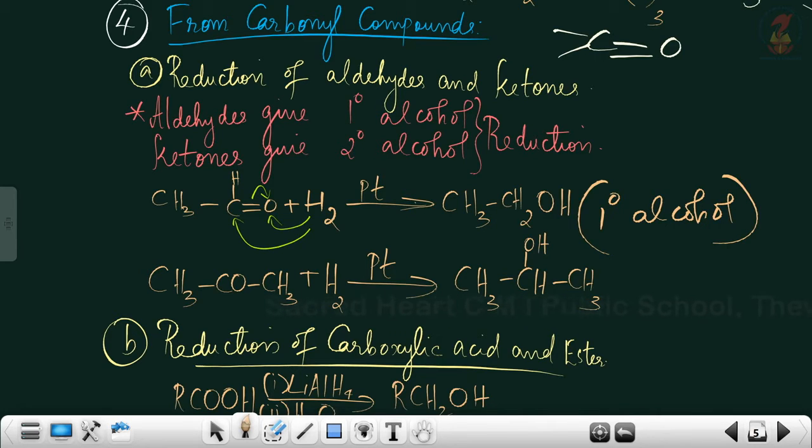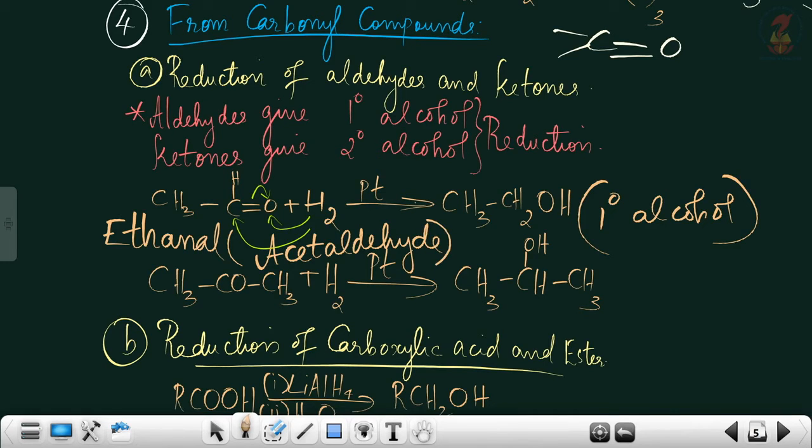And the name of this aldehyde CH3CHO, since there are two carbon atoms, the IUPAC name is ethanal. And the common name which is also accepted by IUPAC of ethanal is acetaldehyde. A very important aldehyde. So the formula of acetaldehyde is CH3CHO.